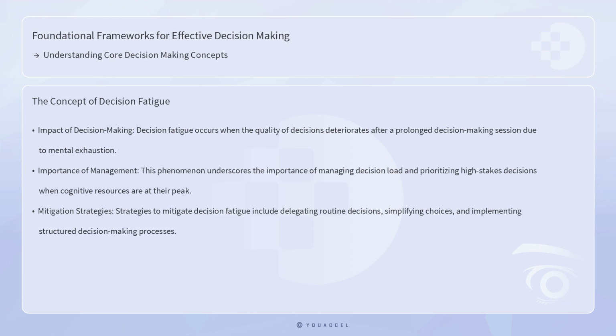This phenomenon underscores the importance of managing decision load and prioritizing high-stakes decisions when cognitive resources are at their peak. Strategies to mitigate decision fatigue include delegating routine decisions, simplifying choices, and implementing structured decision-making processes. By recognizing and addressing decision fatigue, individuals can maintain decision quality and avoid suboptimal outcomes.